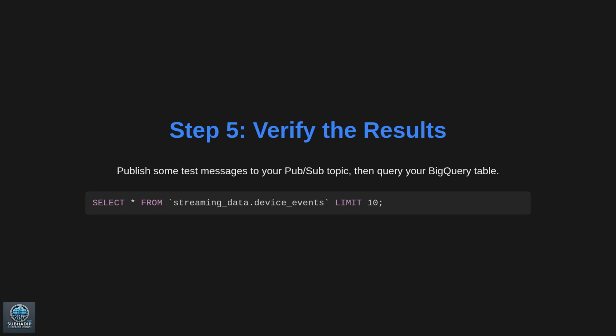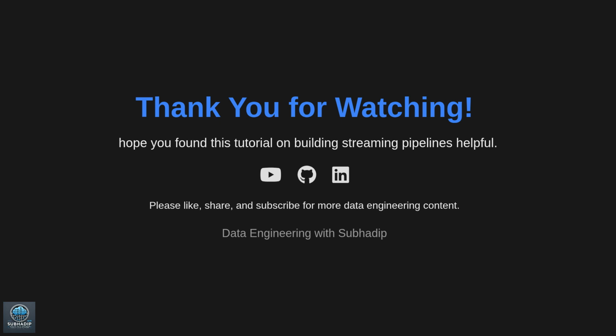The final step is to verify that everything works. We can publish a few sample JSON messages to our Pub/Sub topic. After a few moments, we can run a simple SELECT query in BigQuery to see the processed records appear in our destination table. And that's it. We have successfully built, deployed, and tested a real-time streaming data pipeline on Google Cloud.